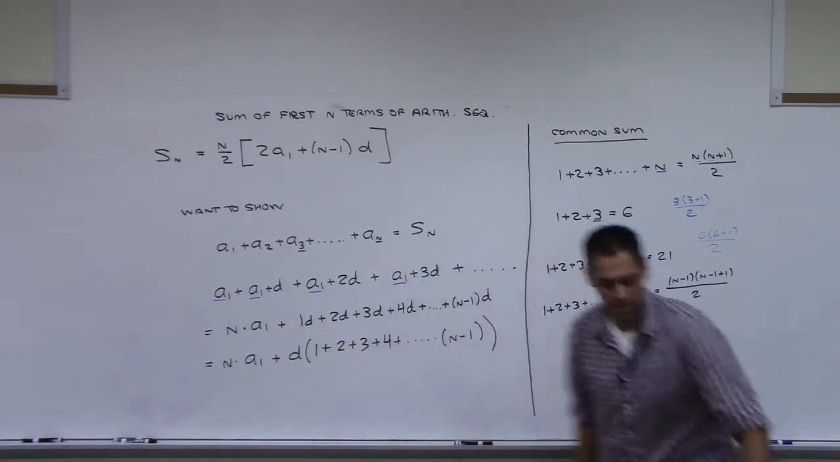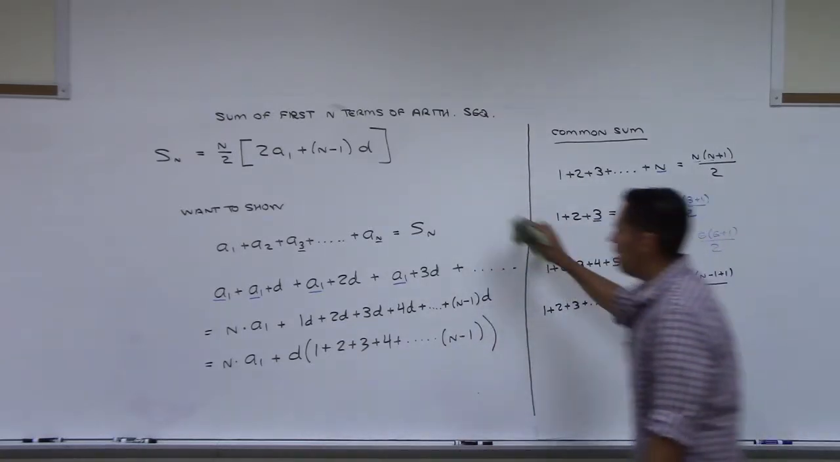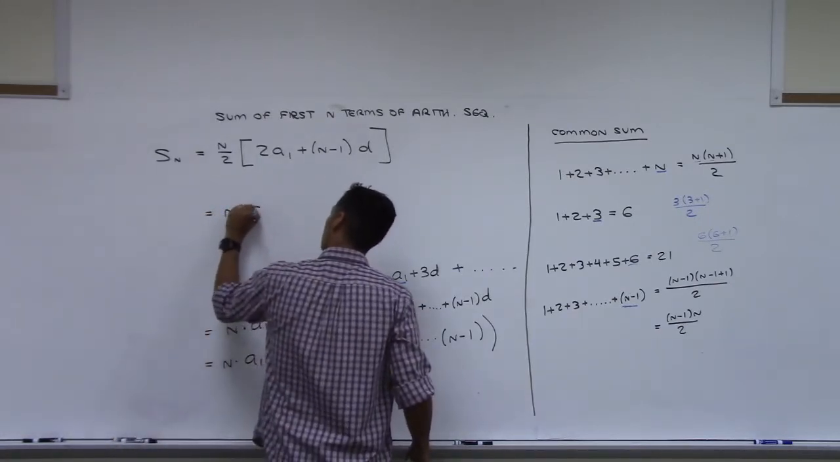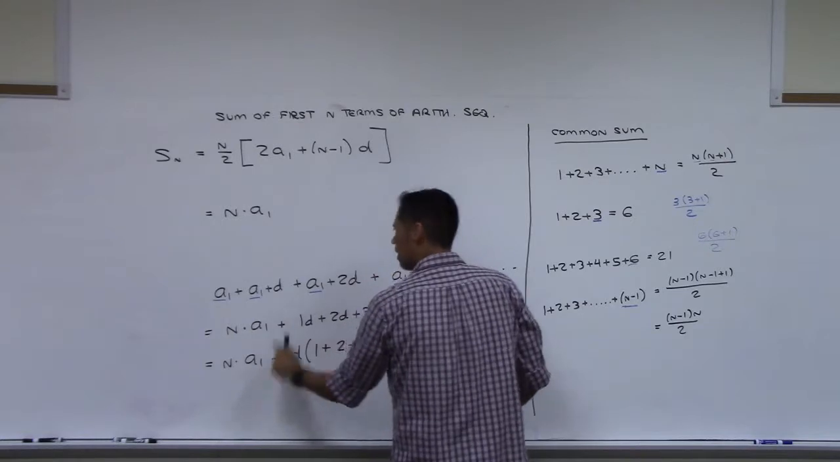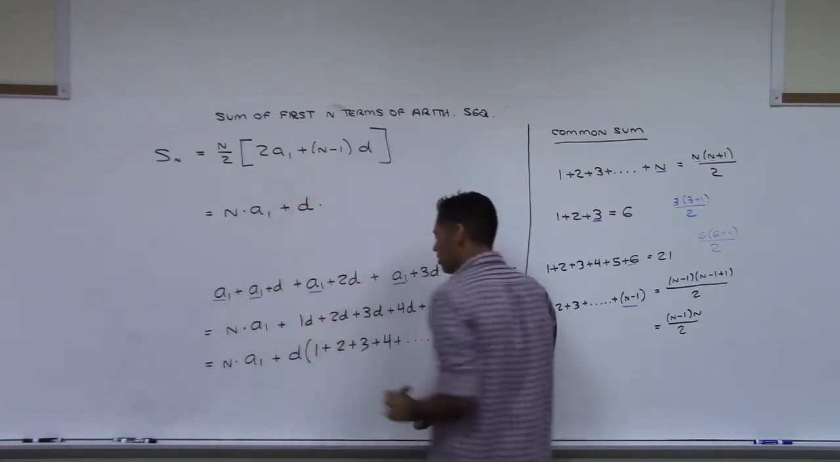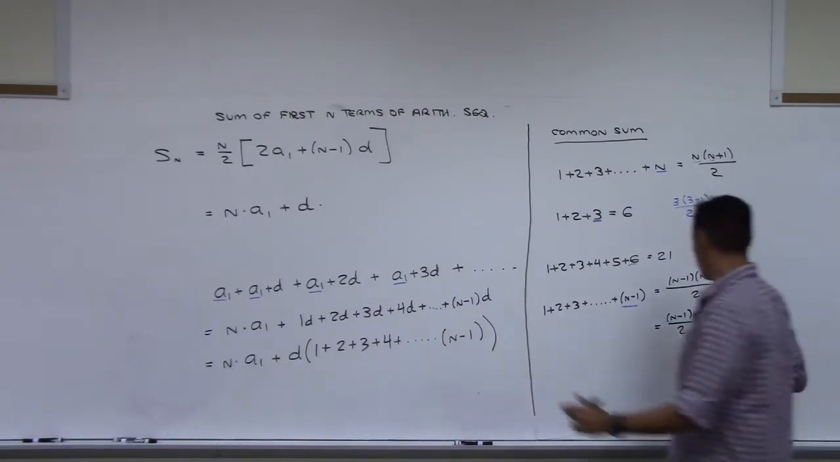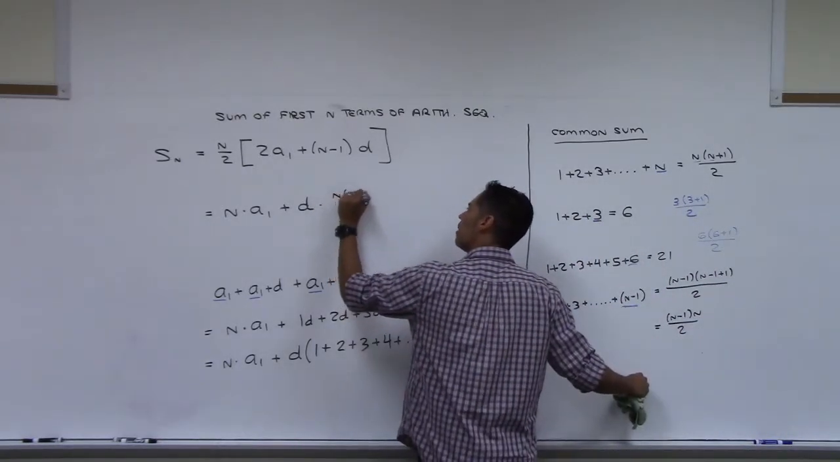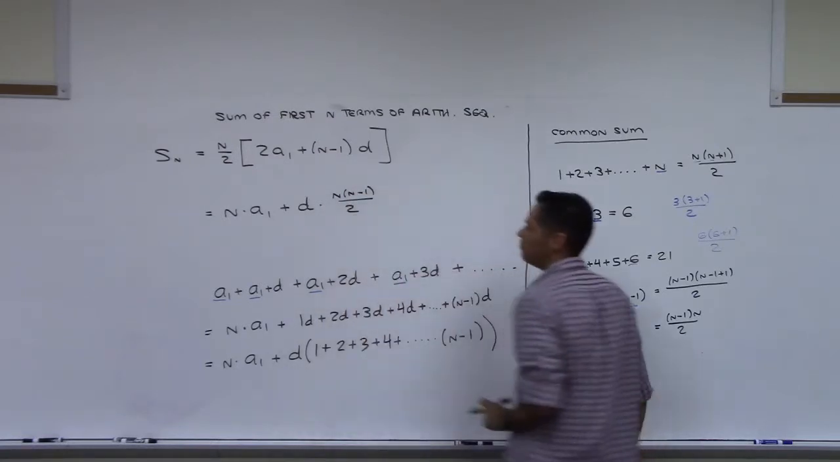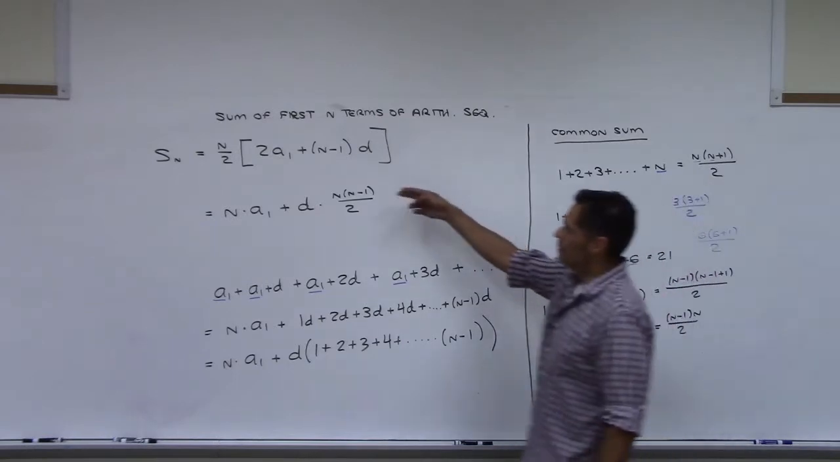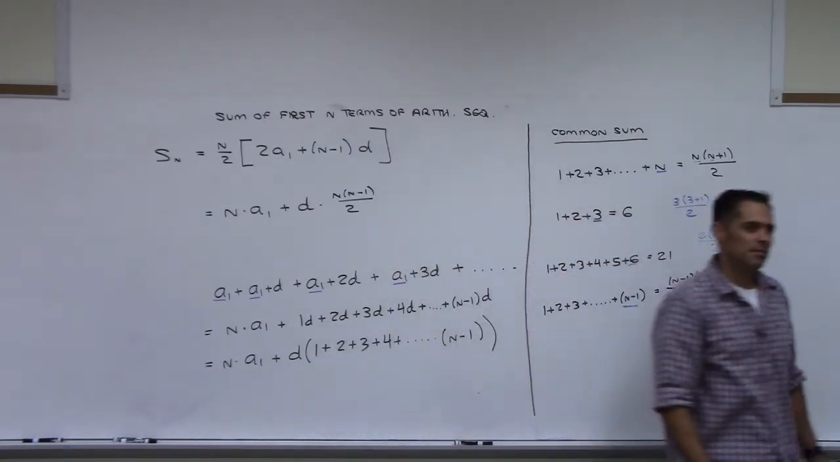All right, so now we have n times a1, that's this, plus d, and then I just tried to convince you that this right here is this. And I'm just going to write it a little different. I'm going to write n times n minus 1 over 2. Do y'all see it yet? It's there. It's right there. From here to here is one step. What's the step?